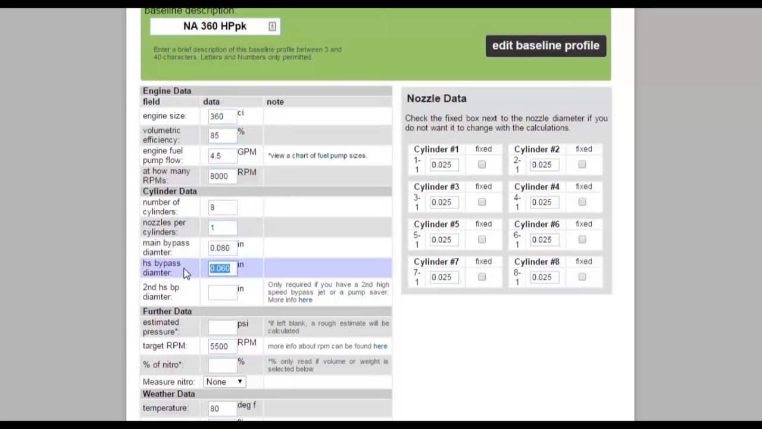There are two RPM entries. One is an 8,000 RPM. That's a tuning RPM, and that is related to the fuel pump rating. That would be the engine RPM for the fuel pump rating.